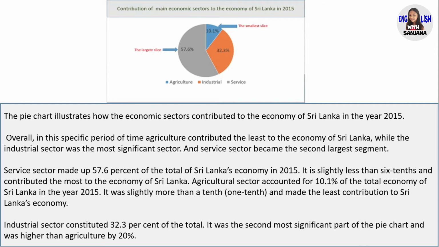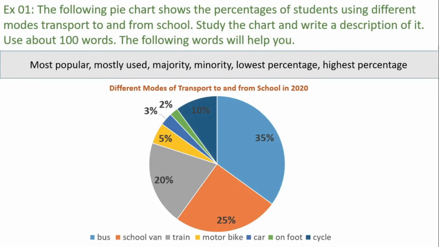Industrial sector constituted 32.3% of the total. It was the second most significant part of the pie chart and was higher than agriculture by 20%. Let's look at an example.